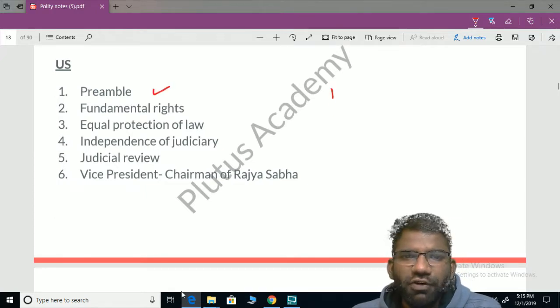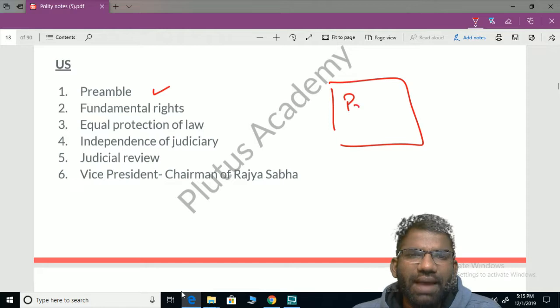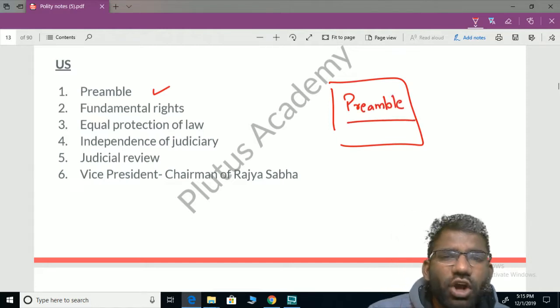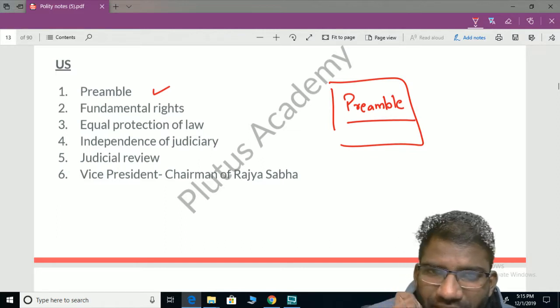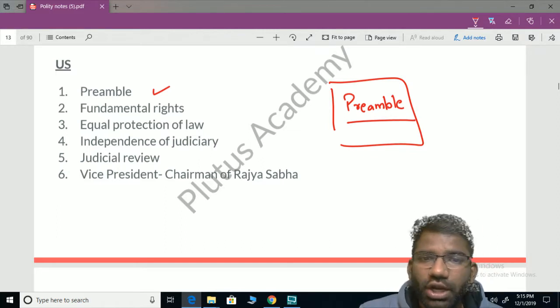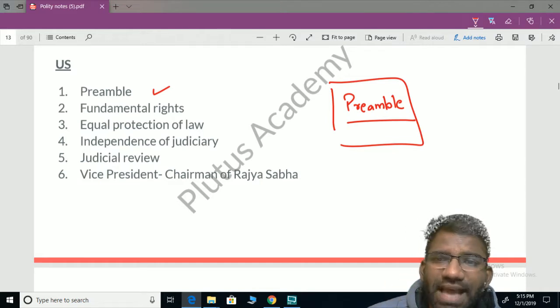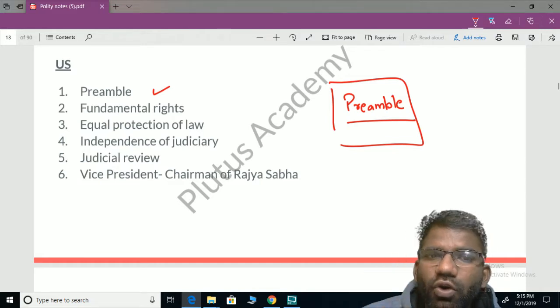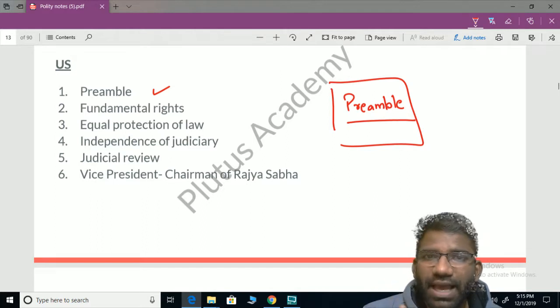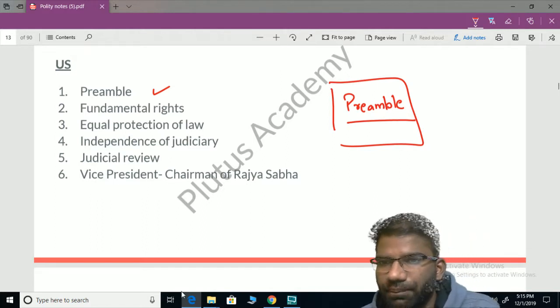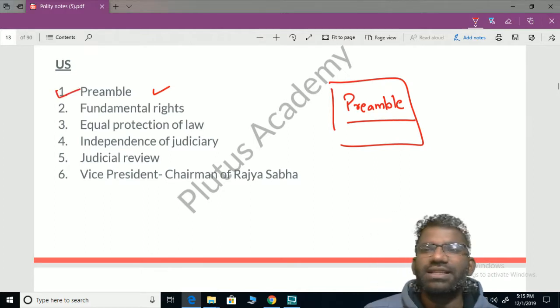Preamble. The first page of the Constitution, the Preamble, which can also be termed the introductory page of the Constitution, gives a bird's eye view of the Indian Constitution. It is so precise that it gives a bird's eye view of the entire Constitution. The preamble has been taken from the United States of America.